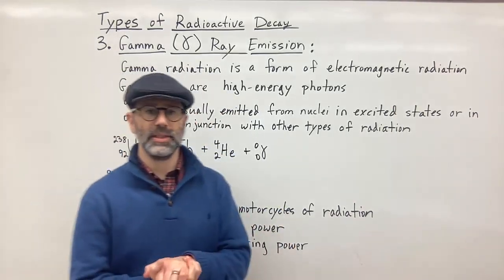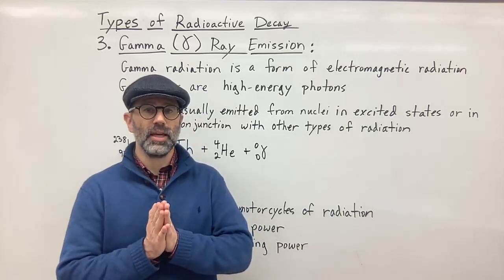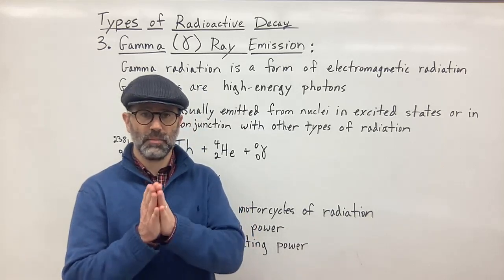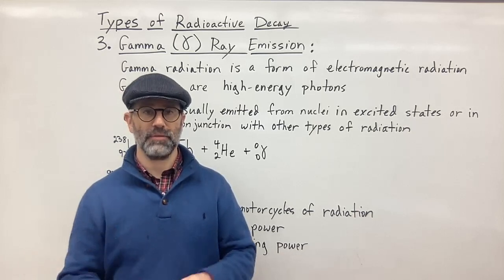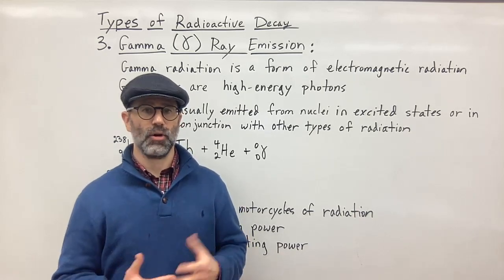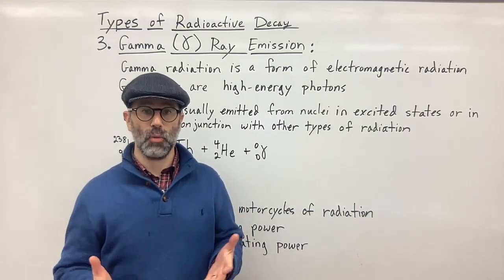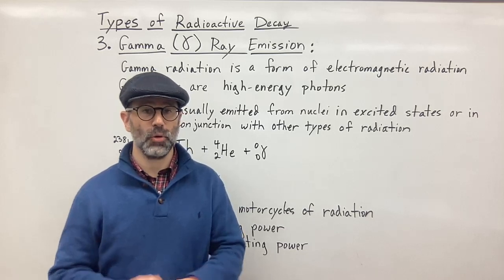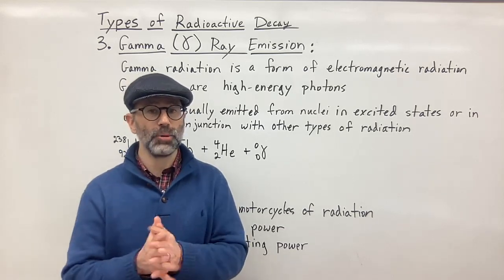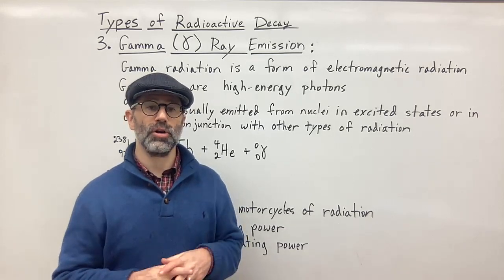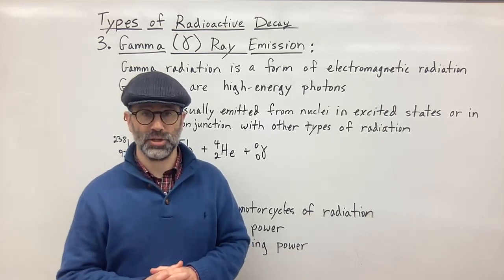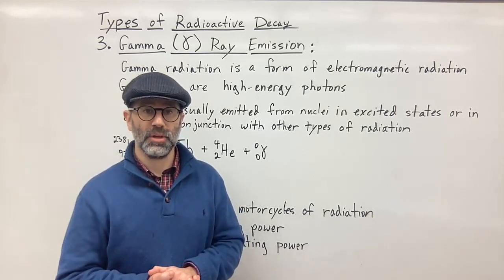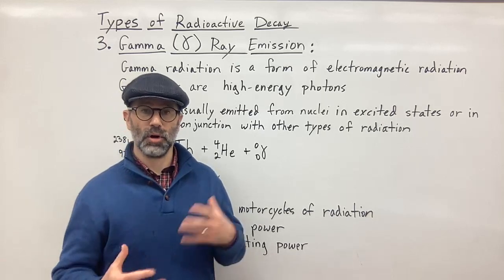So, as I was saying, the analogy of the motorcycle zipping through traffic, that's like your gamma ray because it doesn't have any mass, so it can get through matter pretty easily. And so, in order to block gamma radiation from harming you, this requires more extreme measures.